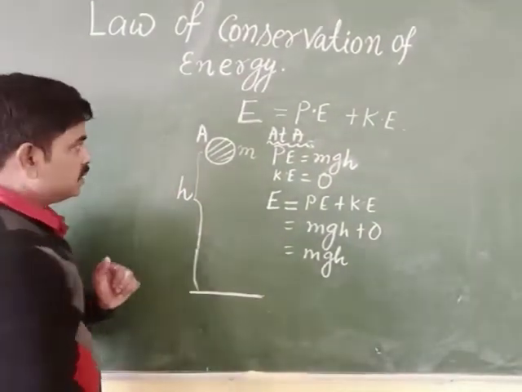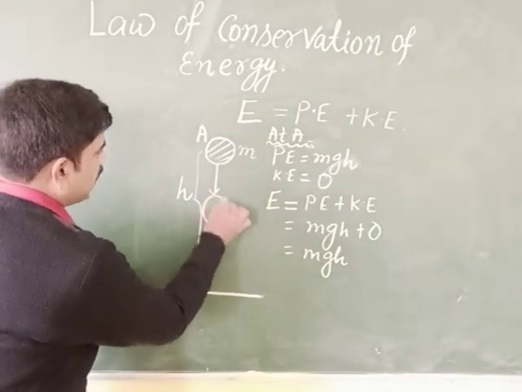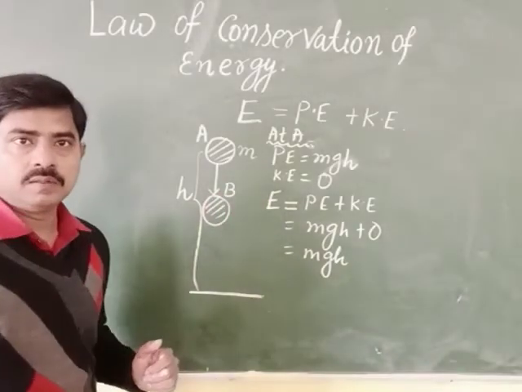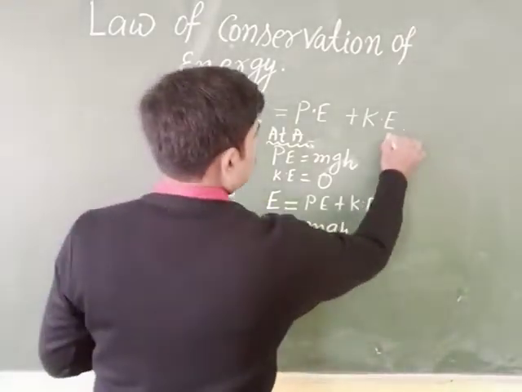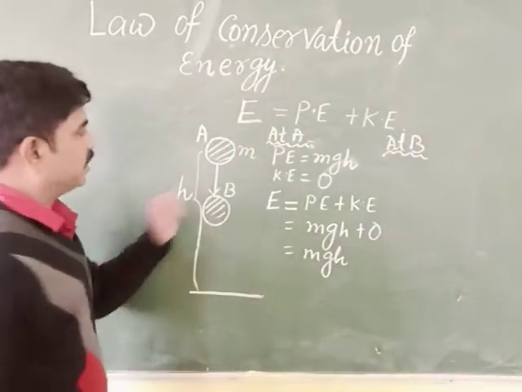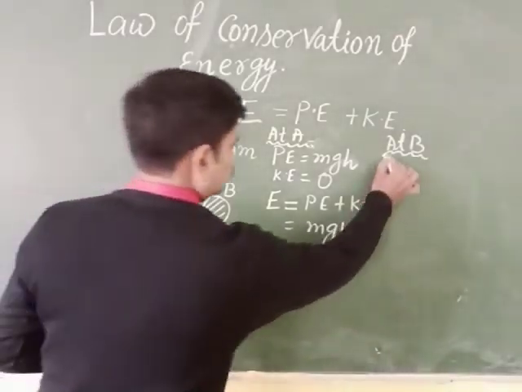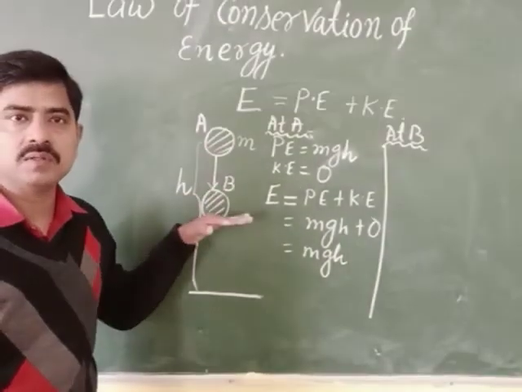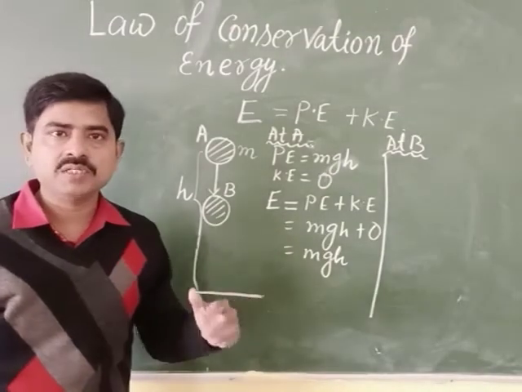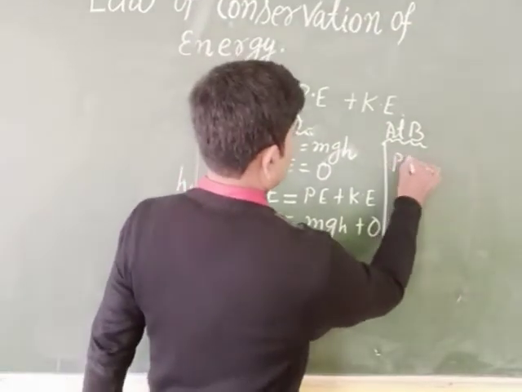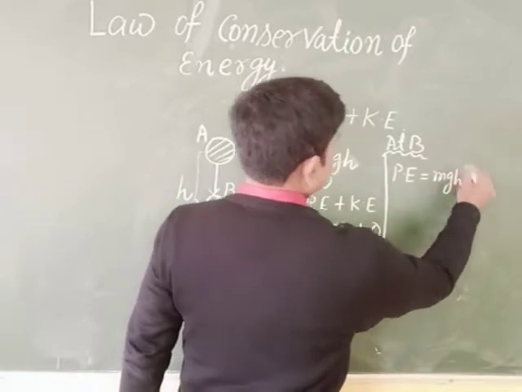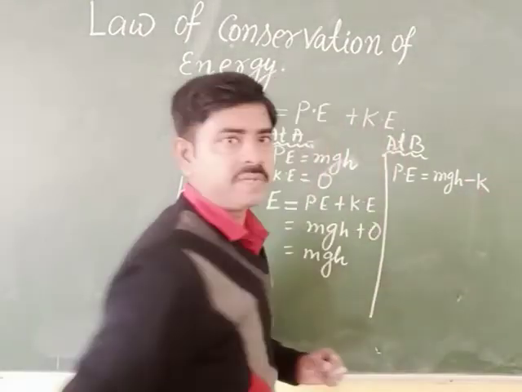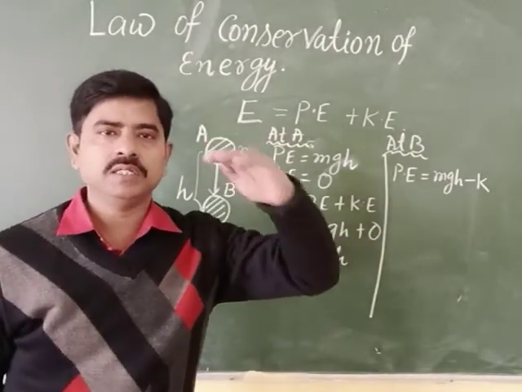Now let us consider this body which is falling down, and after a certain time from A it has reached position B. What is the potential energy at position B? At position B, since the height of this body is decreasing, h is decreasing, so definitely potential energy will decrease. Let us suppose now the potential energy is decreased by K joule. So potential energy will be equal to mgh minus K. K joule potential energy decreased.